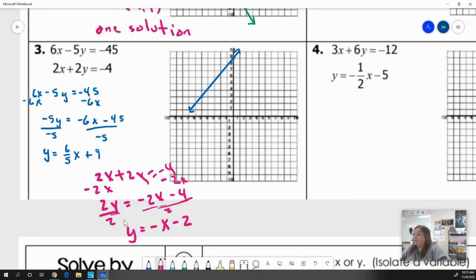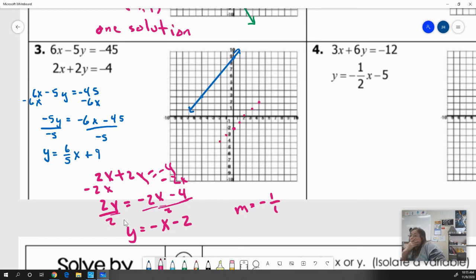I have my y-intercept, which is negative 2. So I have a point right here. And then I have my slope, which is m equals negative 1, which is like saying negative 1 over 1. So every time I go down 1, I go over 1. Every time I go up 1, I go over 1. I could do this forever, right? This is always going to follow this diagonal.